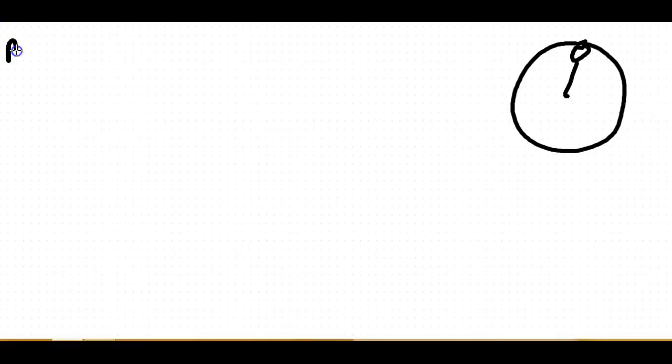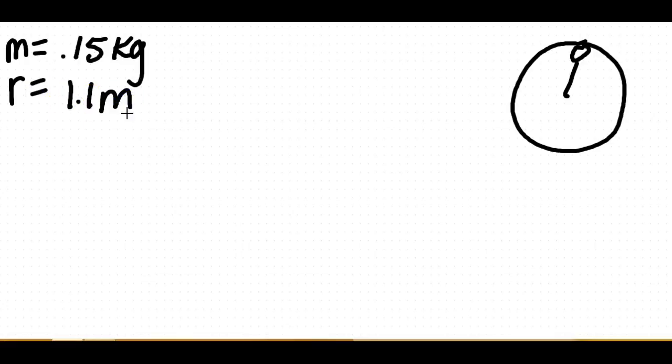Now this problem is going to be a vertical circular motion problem. So we have our circle, and it's going to be swung in a vertical way so that at the top things are going to be different than at the bottom. The mass of the object is 0.15 kilograms, and we're told the radius, or the length of the string, is 1.1 meters long. So it's swung in a vertical circle.